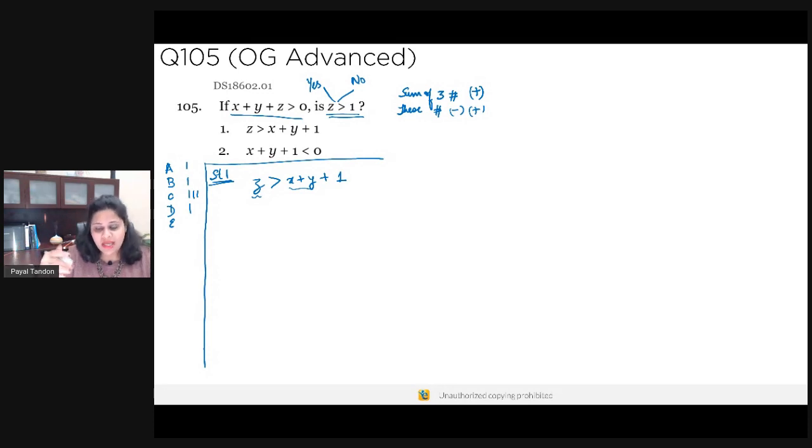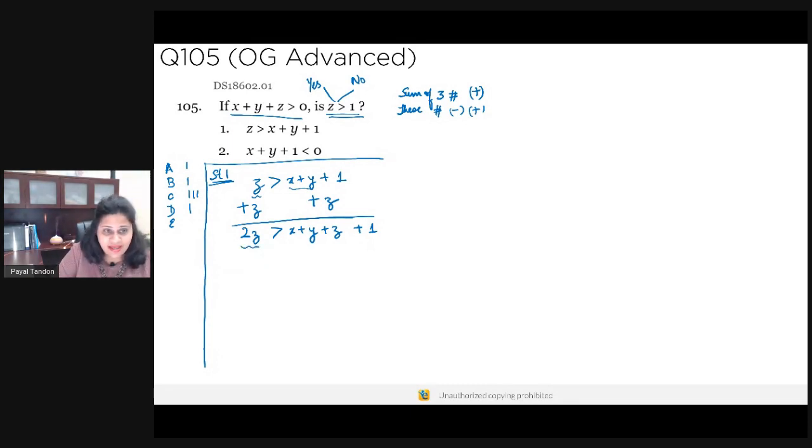How can you use that information in this inequality? What if you add z on both sides? If you do that, what are you going to get? You're going to get 2z is greater than x plus y plus z plus 1, right? Because if I add the same number on both sides of the inequality, nothing changes. The inequality doesn't change.